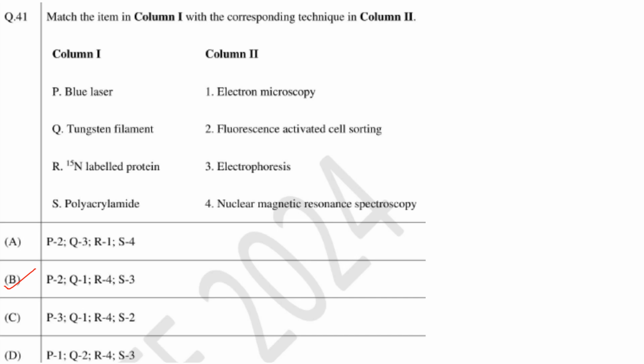What about polyacrylamide? Polyacrylamide is used in electrophoresis. That is in PAGE, polyacrylamide gel electrophoresis. So for protein separation. So polyacrylamide will be S3. So P2, Q1, R4 and S3. Answer is option B.